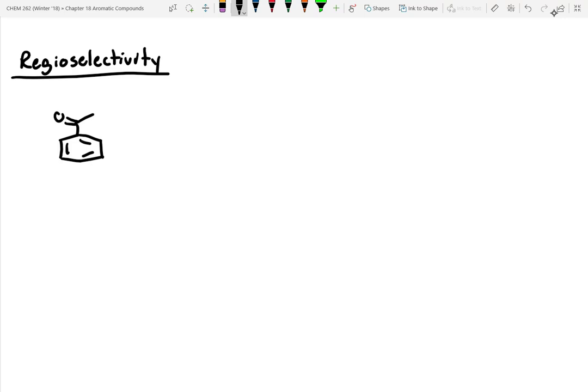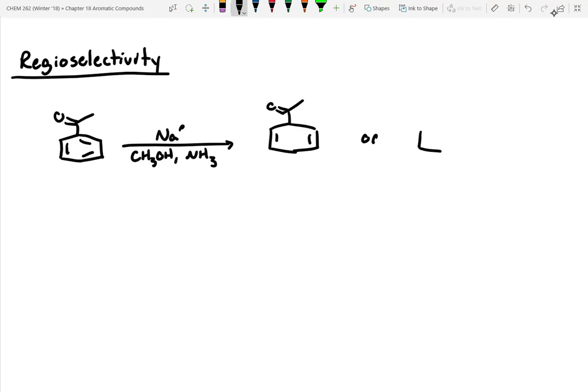All right. So now the question is, when we treat this with sodium and methanol and ammonia, which product will we get out? Will we get one where the double bonds are going up and down? Looks like this. Or will we get one where the double bonds look kind of diagonal, like this? And it's not always immediately clear, but I will give you a hint. Do you think this group, the ketone, is electron withdrawing or electron donating to that aromatic ring system?